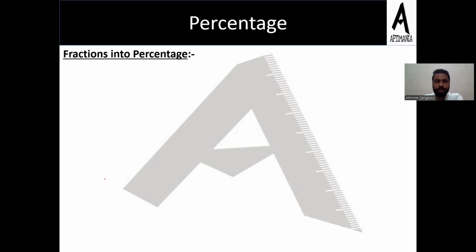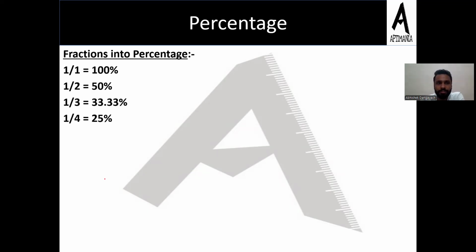You must remember: 1 by 1, 100%. 1 by 2, 50%. 1 by 3, 33.33. 1 by 4, 25. 1 by 5, 20%. Up to here it is generally remembered. Let's go ahead. 1 by 6, 16.66.